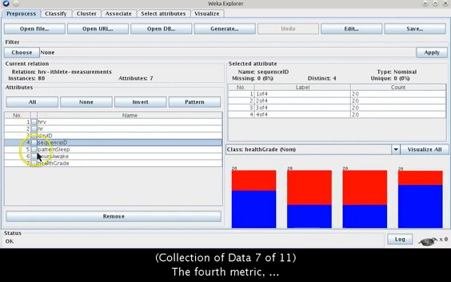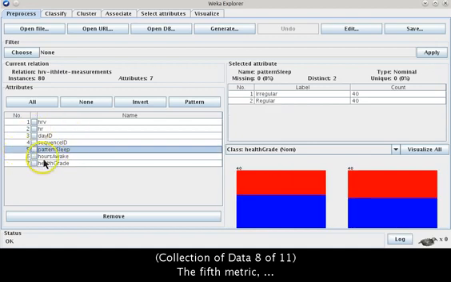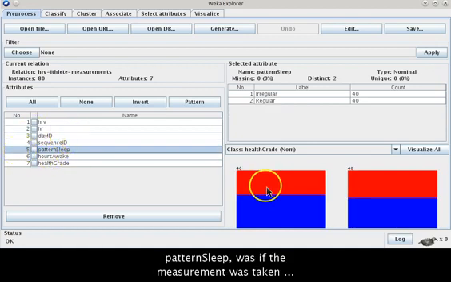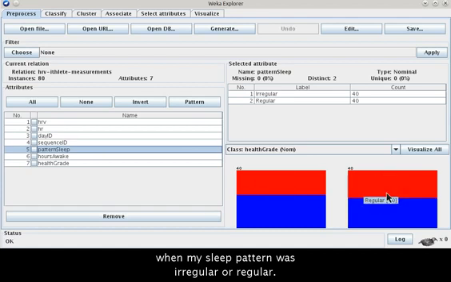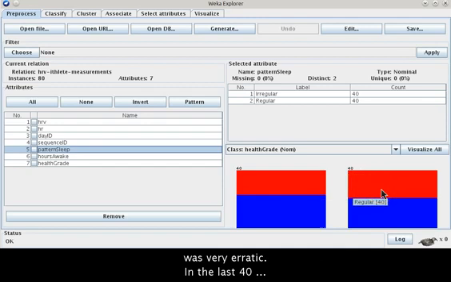The fourth metric, sequence ID, was whether it was that day's first, second, third, or fourth measurement. The fifth metric, pattern sleep, was if the measurement was taken when my sleep pattern was irregular or regular. In the first 40 measurements, sleep time was very erratic. In the last 40 measurements, sleep times were very similar.